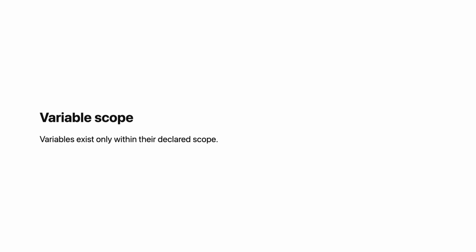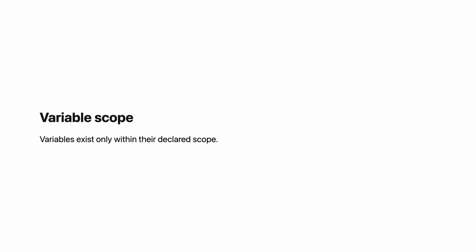For true compile time constants, use const val. Variables have scope. A variable exists within a certain region of code. A variable declared inside a function exists only in that function. Code outside cannot see it. A variable declared inside an if block exists only in that block.